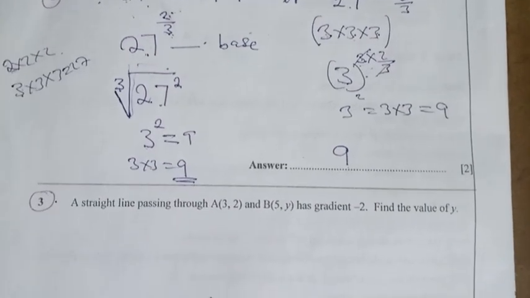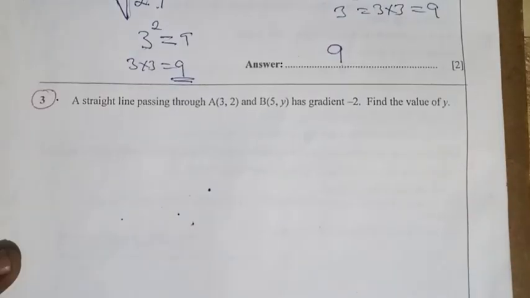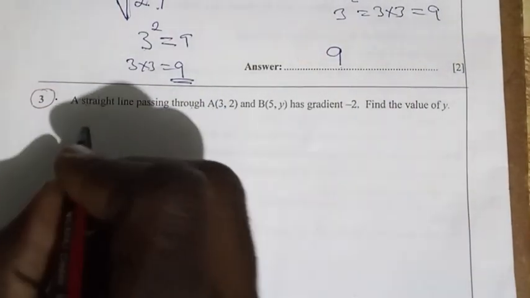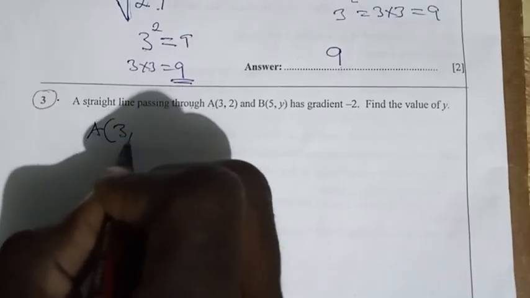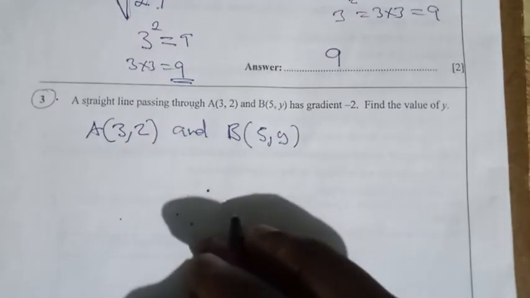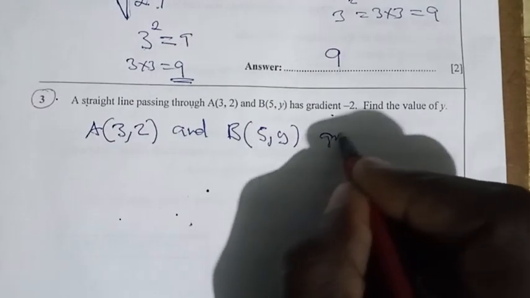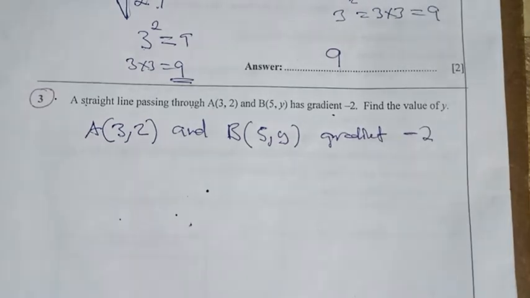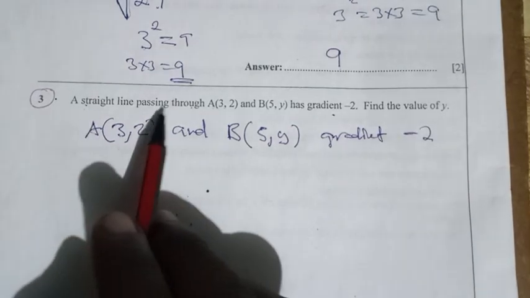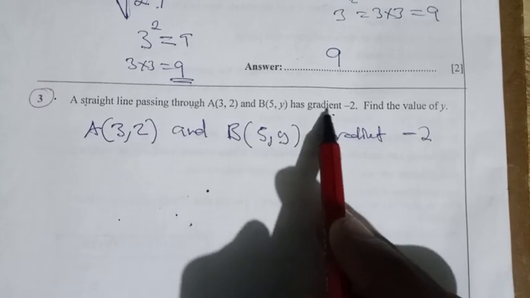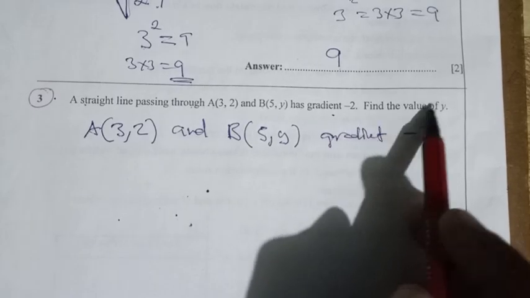So let's look at number 3. We have this question saying a straight line passing through the points A (3, 2) and B (5, y) has a gradient of negative 2. Find the value of y.